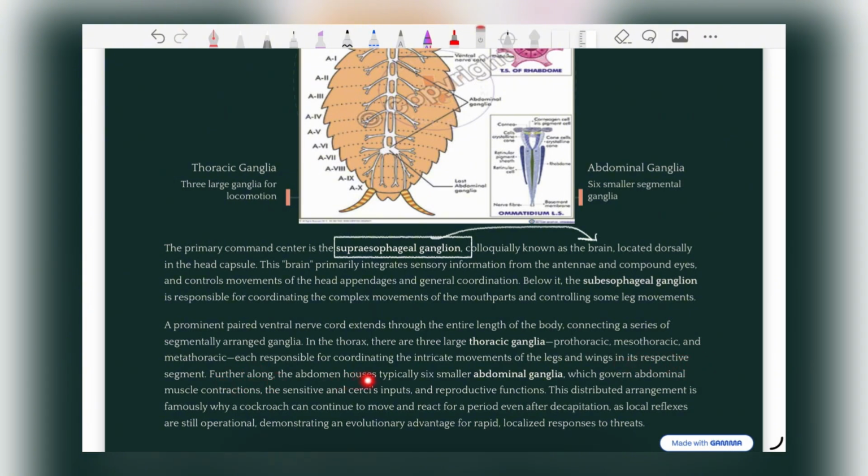Further along, the abdomen houses typically 6 smaller abdominal ganglia, which govern the abdominal muscle contractions, the sensitive anal cerci input, and reproductive functions. This distributed arrangement is famously why a cockroach can continue to move and react for a period even after decapitation, as local reflexes are still operational, demonstrating an evolutionary advantage for rapid localized response to threat.